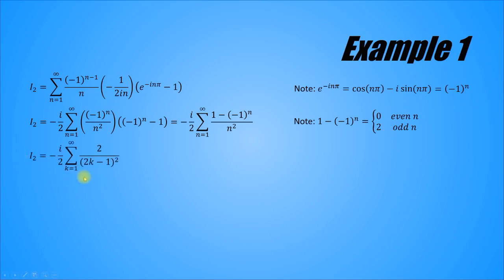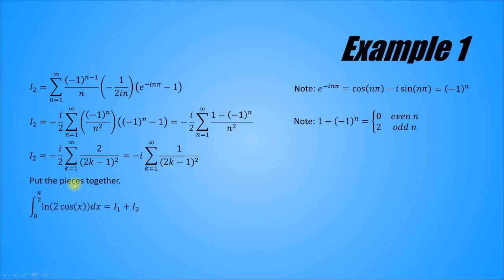So in this step, I replaced 1 minus -1 to the n with a 2, because that's what this equals when n is odd. And also, I've changed the index of summation. And I changed the denominator of the sum from n squared to 2k minus 1 squared. So I'm forcing this quantity in parentheses to be odd. And as one last little cleanup step, I just canceled these 2's. So here's my final value for I2.